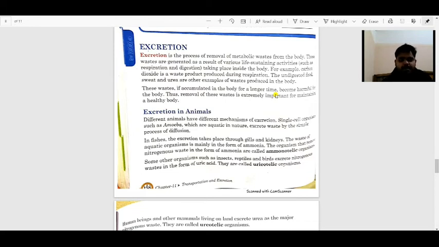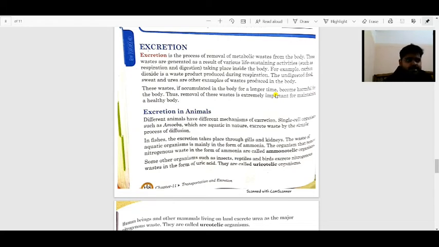And then after that we have animals which can be divided into three categories: ammonotelic, uricotelic, and ureotelic. Basically, they are classified depending upon the percentage of wastes present in their waste. For example, ammonotelic are organisms like fishes. When they pass out feces or urine, it contains more ammonia, so they are called ammonotelic.